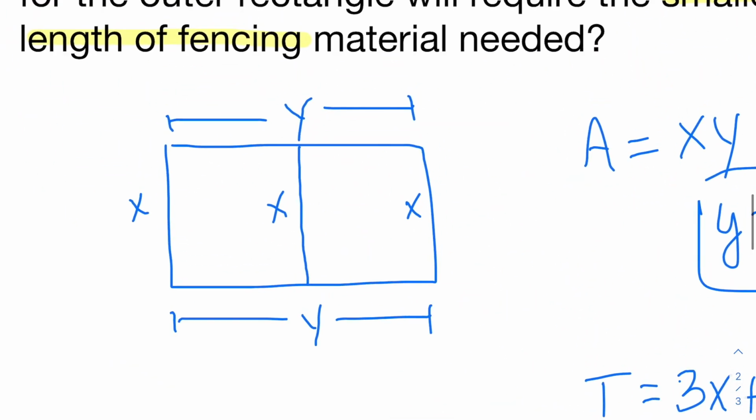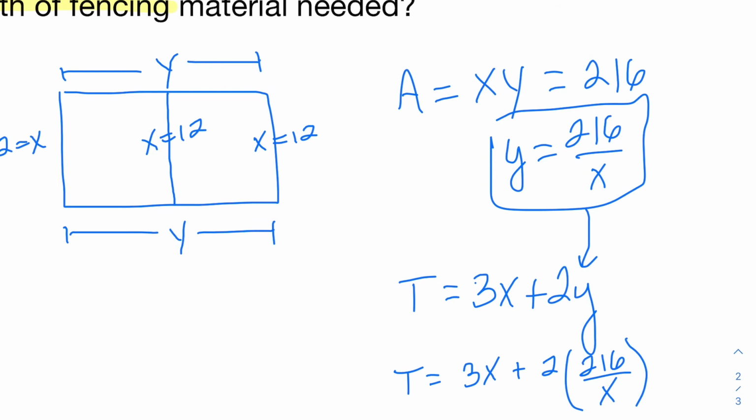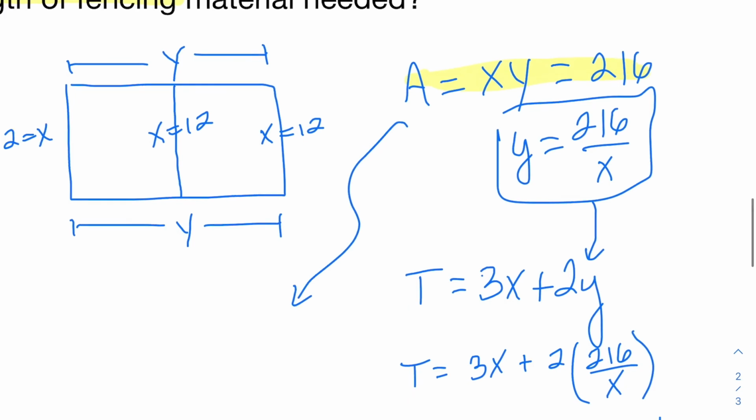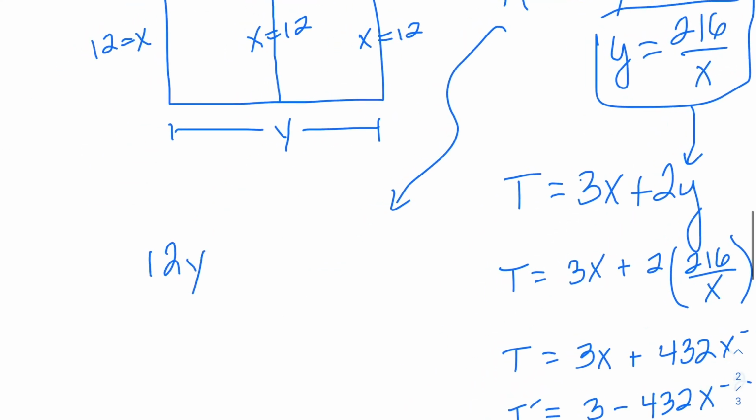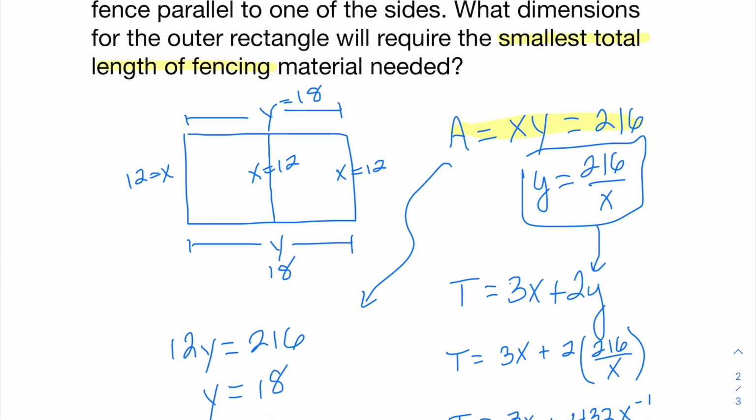And now we can take that dimension back to our original figure, and we can say that if x equals 12, then we know that each of these pieces would be 12. And then to solve for y, we can plug that back into our area function here. So we're going to take this area function, plug in a 12 for x, and here we have 12y equals 216. And we solve for y, we get y equals 18. So the dimensions of these longer sides will be 18. And now we have the answer to the question for the dimensions for the outer rectangle.